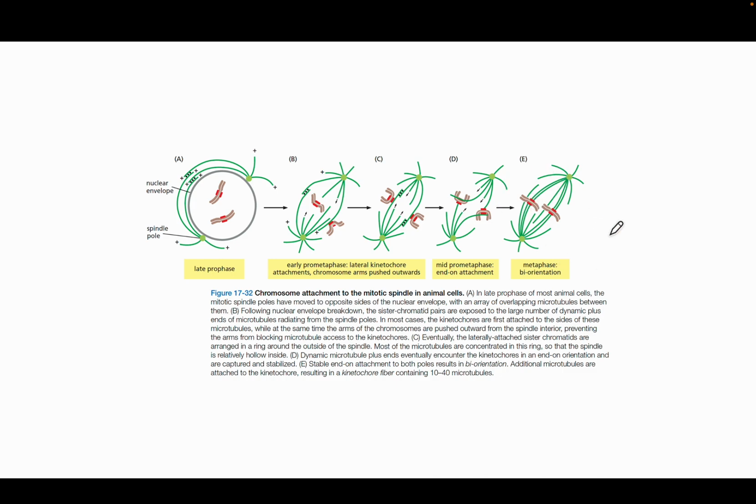So now these sister chromatids are stable and this results in biorientation. Kinetochores are attaching at two sides and the centrosomes are away. Inside, you can see those microtubules are helping in arranging these chromatids.